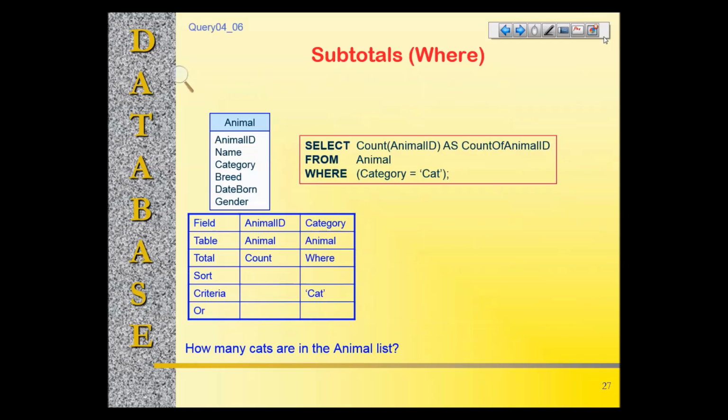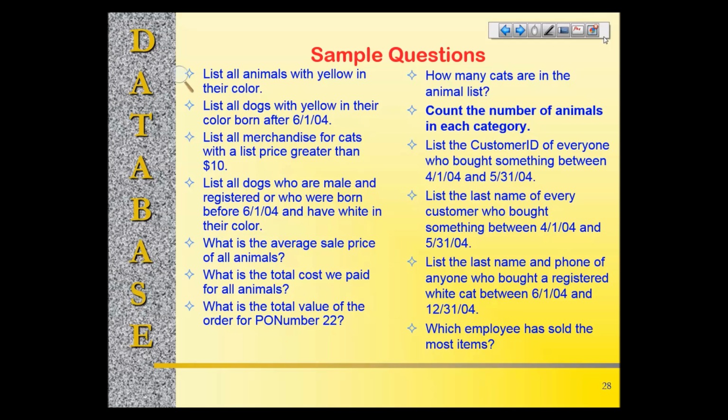So count the number of animals in each category. This will be interesting. You will need to list all the categories in one column and then the count of each category in front of it. So for this one, what will you be doing? Select category, comma, count, and then in parentheses you put animal ID, and then from the table, which is animal. Do you want me to do this really quick? Yeah, let's do that.